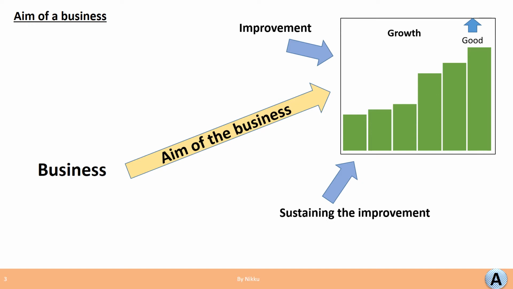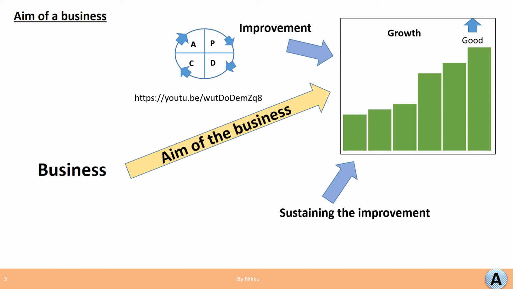The improvement part is covered by the PDCA approach, plan, do, check, act, which I shared in my previous video. And the sustenance part is covered by the SDCA approach, standardize, do, check, act. The link to my earlier PDCA video is given below for your reference. Before discussing the SDCA approach, just a recap of the PDCA approach.